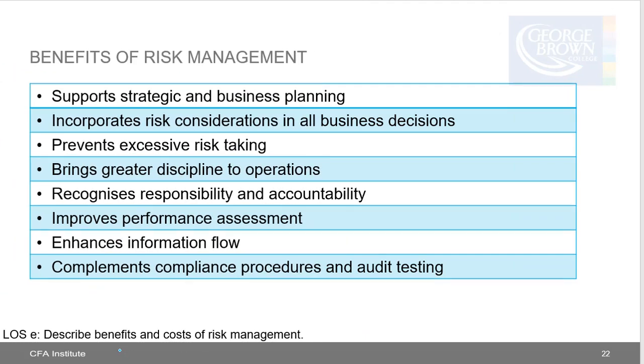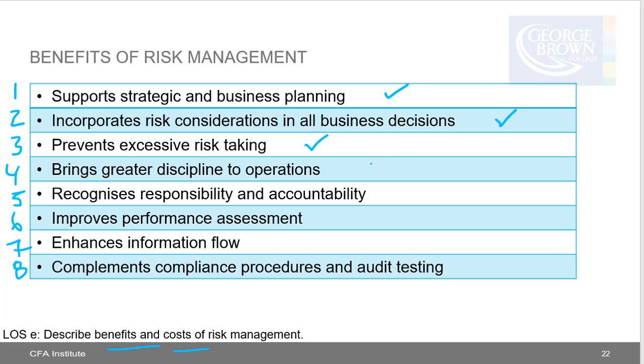Okay, Learning Outcome Statement E is describe benefits and costs of risk management. So you can see benefits of risk management. We've got a list here: 1, 2, 3, 4, 5, 6, 7, 8. It's good to memorize our lists, and this would be a lot like my flashcard. I might even simmer this down. So one of the first benefits of risk management: supports strategic and business planning. Number 2, incorporates risk considerations in all business decisions.